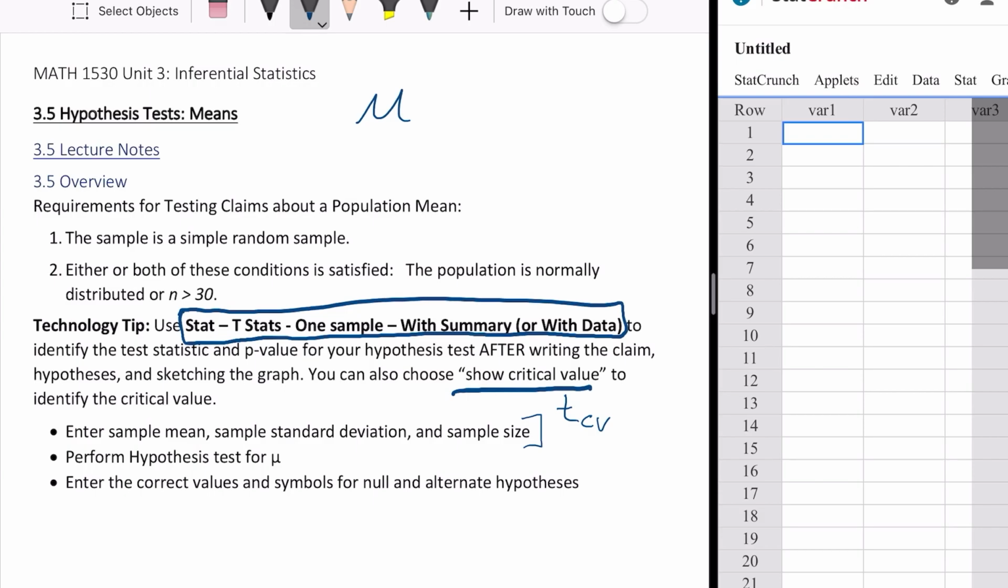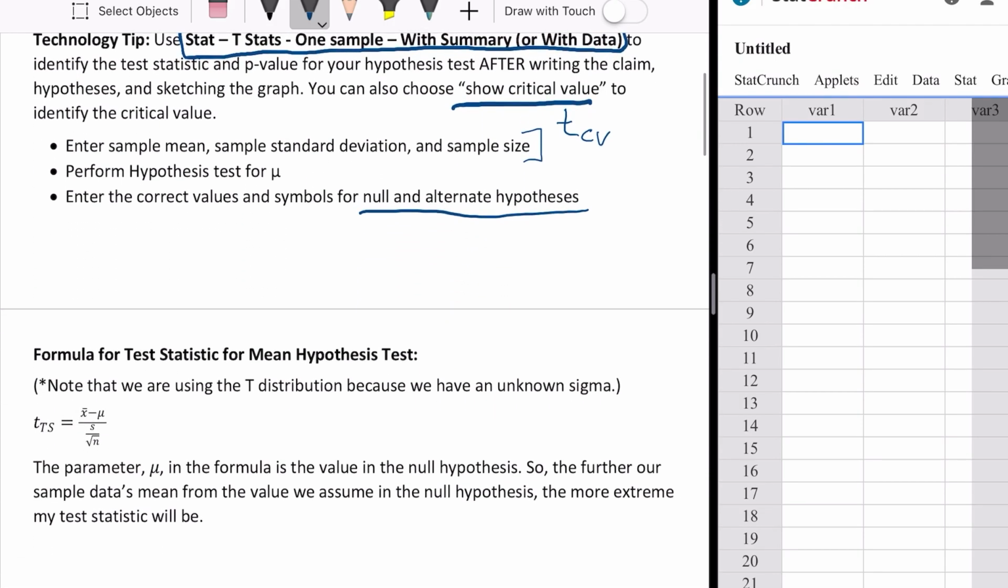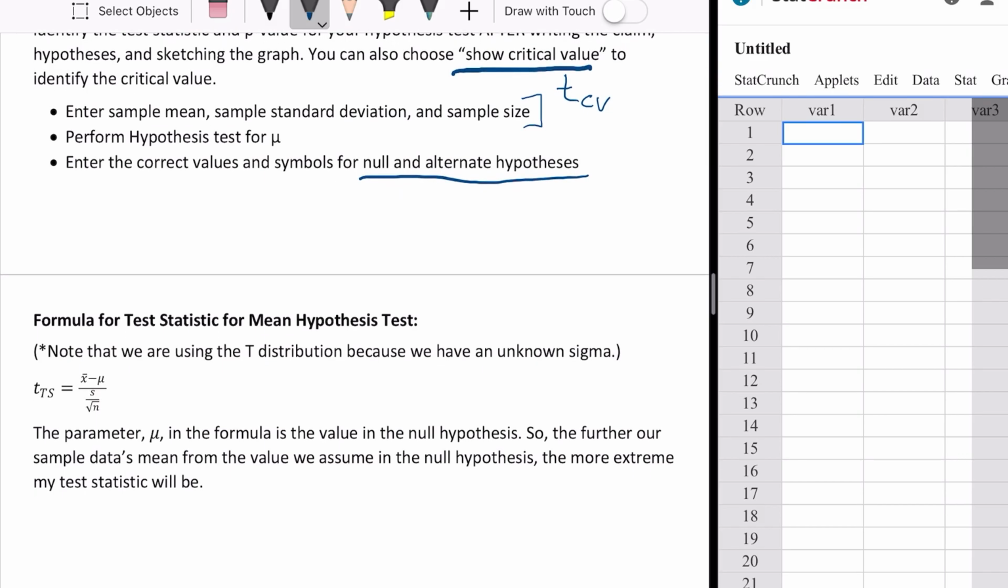Definitely. And then we'll perform the hypothesis test for mu. Make sure that you enter the correct values and symbols for the null and alternate hypotheses. Just a reminder that the formula for the test statistic gives you a t-value, but we can get that from StatCrunch. It's called the t-stat.